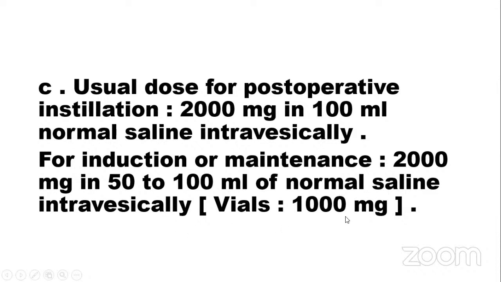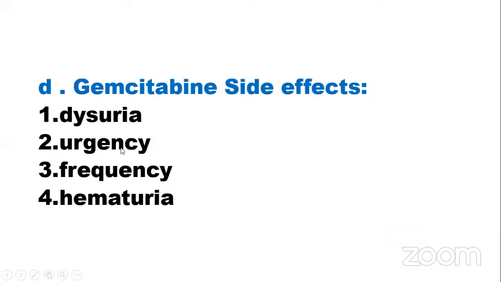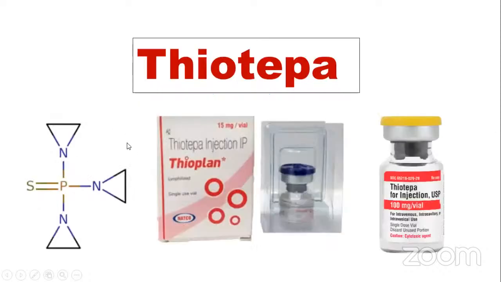The vial, as you see, is 1 gram. So we need 2 of these vials, diluted with 50 to 100 ml, and injected through the catheter intravesically. Gemcitabine side effects: dysuria, urgency, frequency, and hematuria.